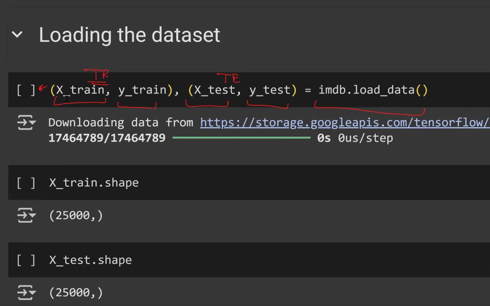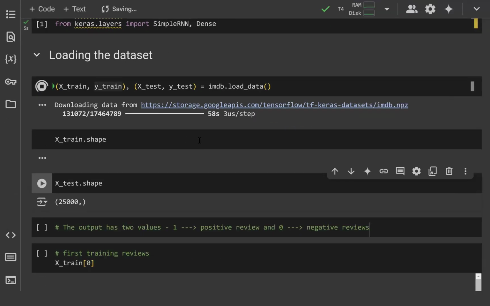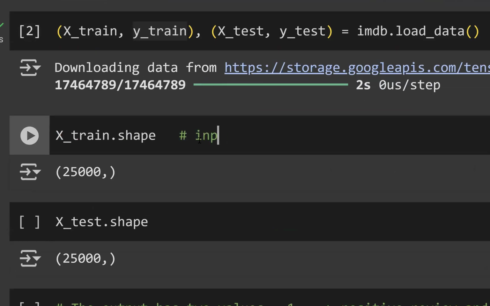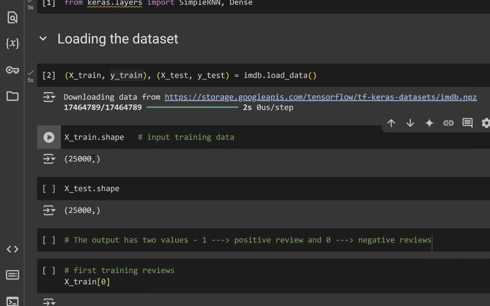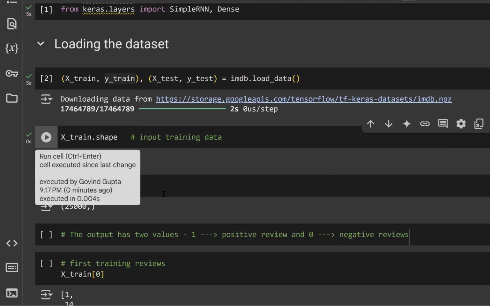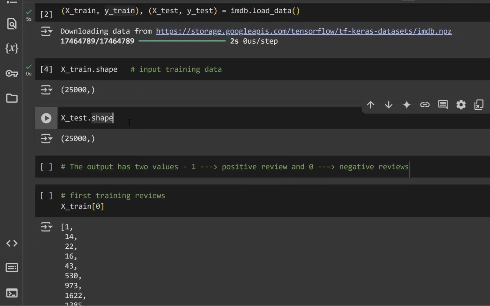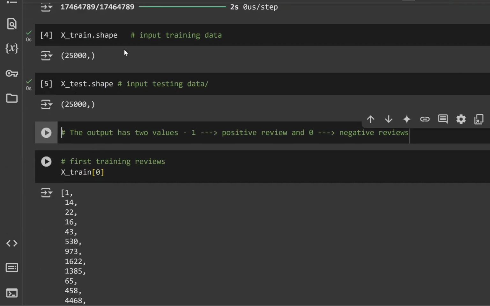I'm just showing you the shape. See, Xtrain. What is Xtrain? Input training data, right? How much? 25,000. It means it has 25,000 reviews. Input testing is also 25,000.